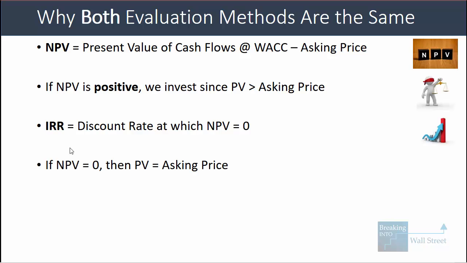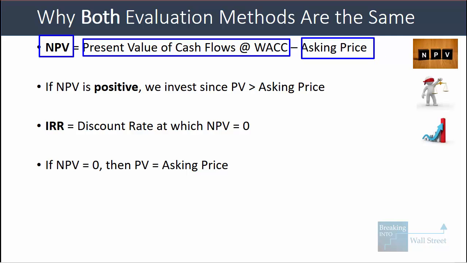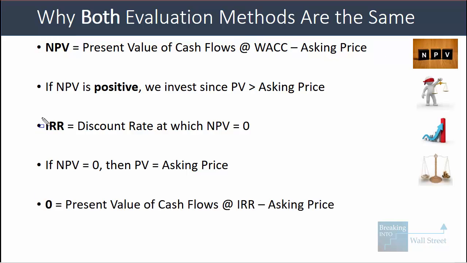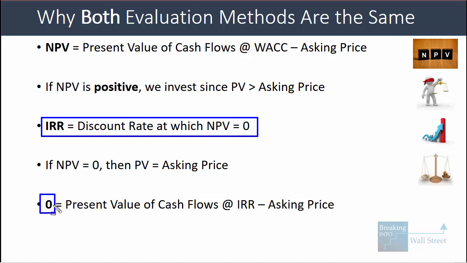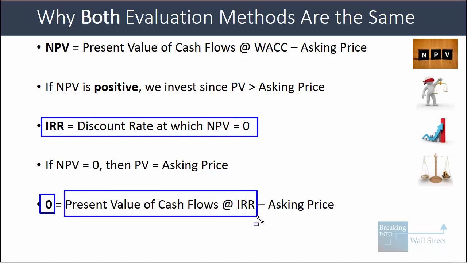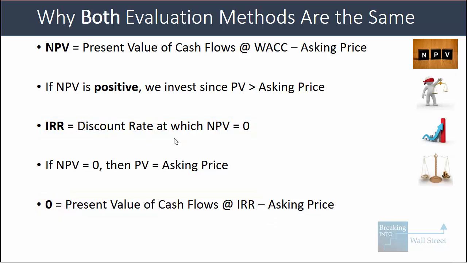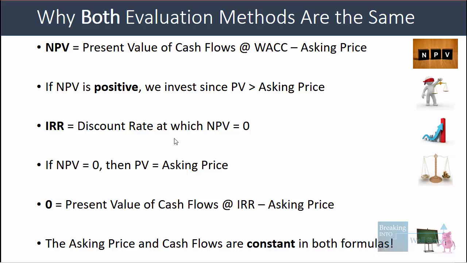If the NPV up here equals 0, then the present value of cash flows discounted at WACC must equal the asking price. According to this definition of IRR, 0 is the NPV when you discount the cash flows at IRR, and then you subtract the asking price. So present value of cash flows discounted at IRR minus the asking price is 0 according to this definition for IRR above. Now, the asking price and the cash flows are constant in both formulas.